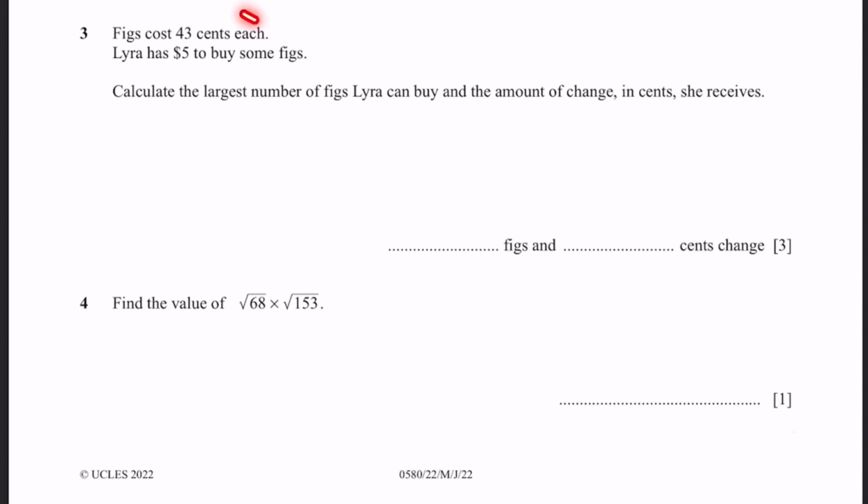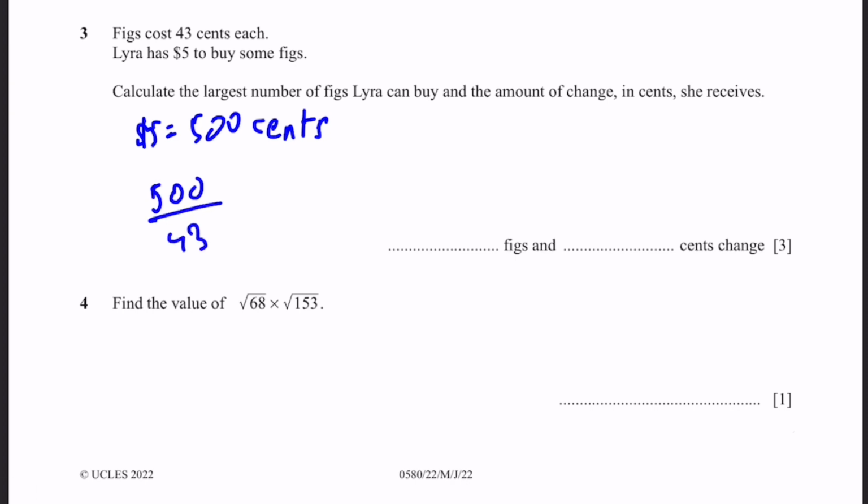Question 3. Figs cost 43 cents each. Lyra has $5 to buy some figs. Calculate the largest number of figs Lyra can buy and the amount of change in cents that she receives. So $5 is equal to 500 cents. That means the number of figs that she can buy is 500 by 43.